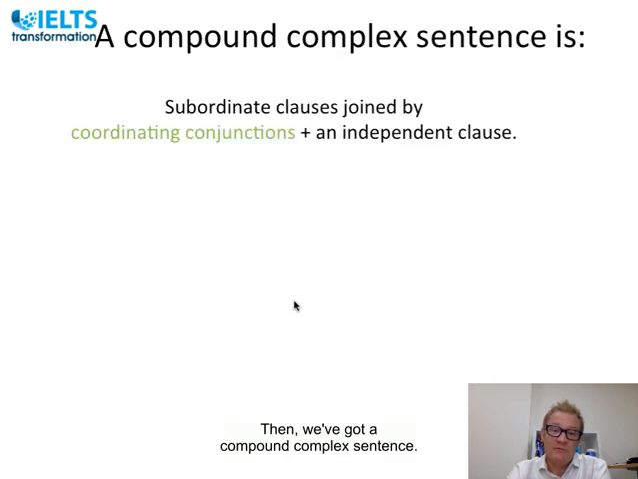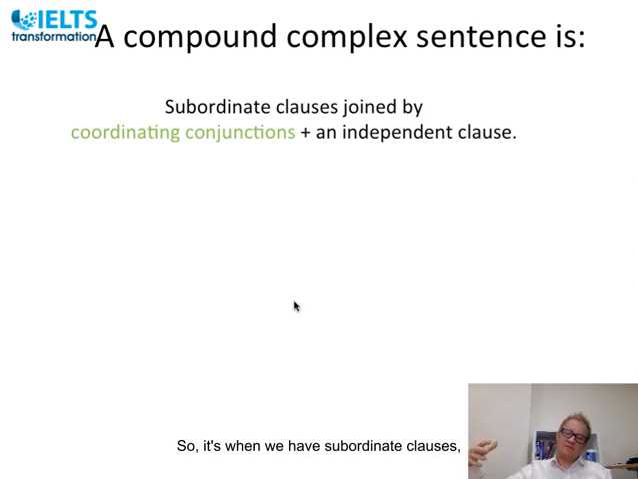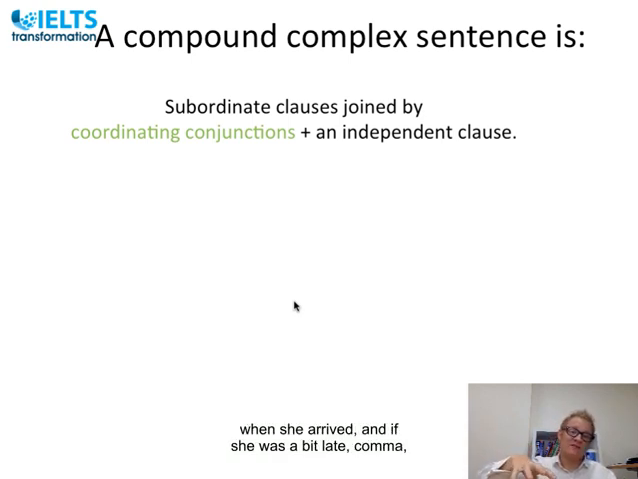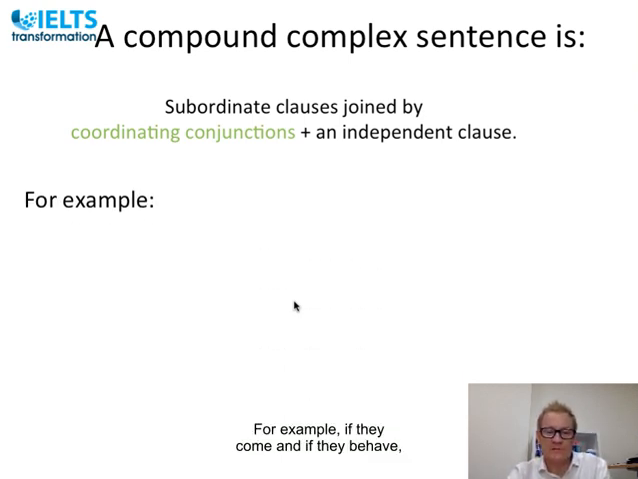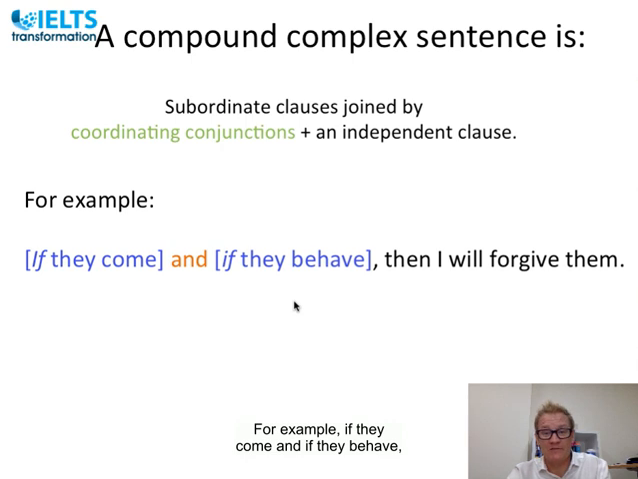Okay. Then we've got a compound complex sentence. Now, don't worry too much about this, really. But here they are. It's when we have subordinate clauses. So, for example, when she arrived, and although she was a bit late, comma. So I've joined the two subordinate clauses with a coordinating conjunction. When she arrived, and although she was a bit late, she still worked well. I think I have an example. If they come and if they behave, then I will forgive them.